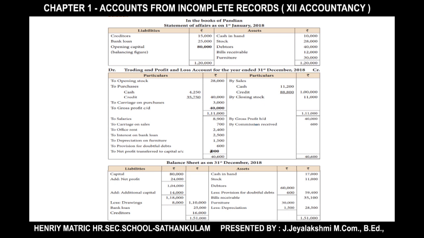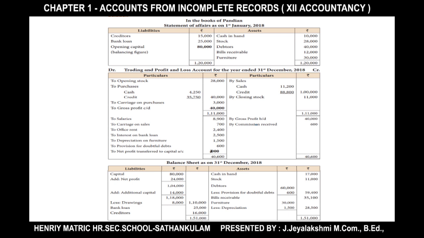Okay, now see here, capital, how much we have? 80,000. How much profit, net profit 24,000. Then how much we introduced in between the year to develop the business is 14,000. So he got 1,18,000. So how much he withdrew? 8,000. So you got 1,10,000, bank loan 25,000, creditors 16,000.